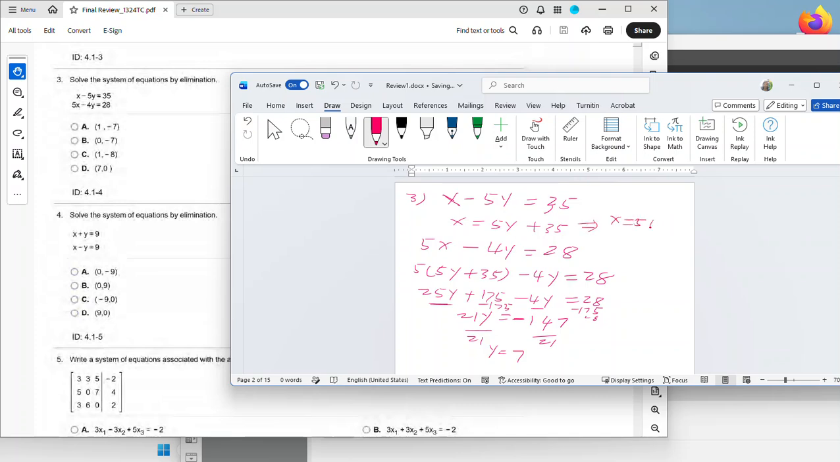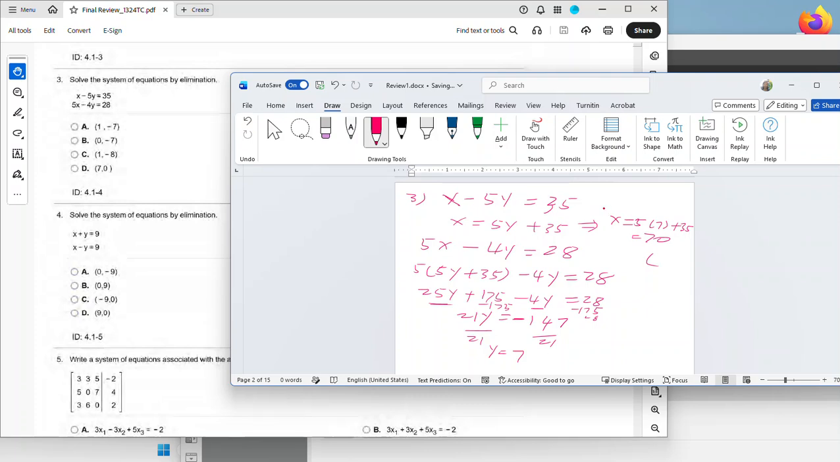Okay, and then you can plug it into here to find the x. So x will be 5 times 7 plus 35. So that will be 70, right? Oh, no. 35, 35. Okay, so it doesn't look like we have an answer in this one. Okay, so let's check our answer.